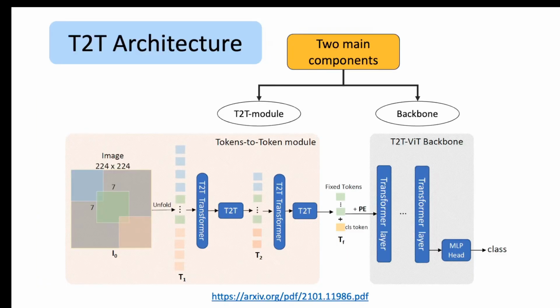Here is the full architecture with two major components. First, we have the T2T module shown on the left, and on the right we have the backbone. The T2T module is a stack of T2T tokenization layers, each followed by a transformer layer. So the length of the sequence in the T2T module decreases after each tokenization layer. But when the sequence reaches the backbone, its length is fixed. And from here we add the position embeddings as well as the special class token.